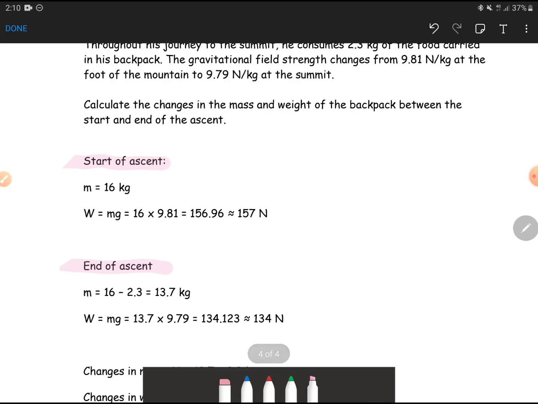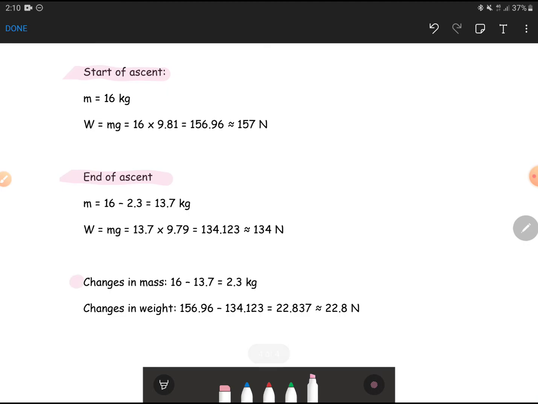The working is very straightforward. The formula, there's only one of them. It's W equal to mg as usual. So I find out what's the start, what's the end. And then after I've done this, I look at the question and they say calculate the changes. So that's why I've got one more column, which is my change in mass.